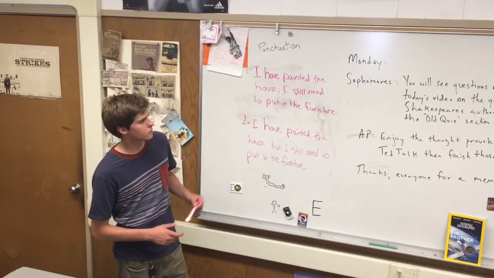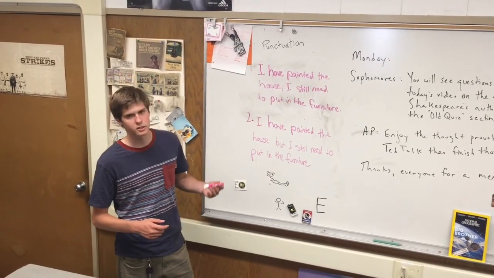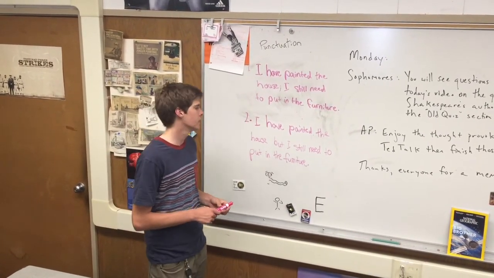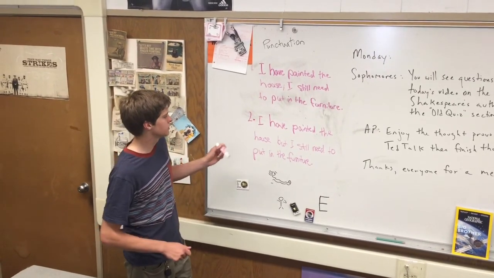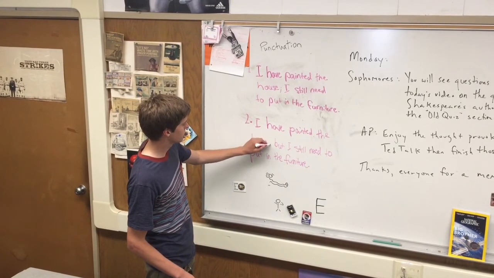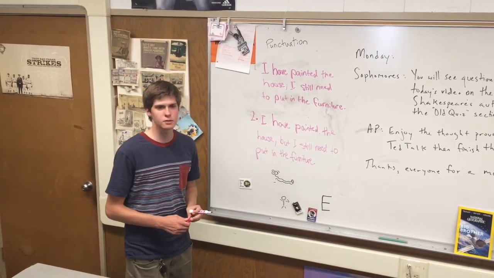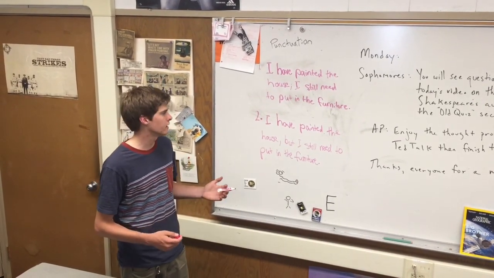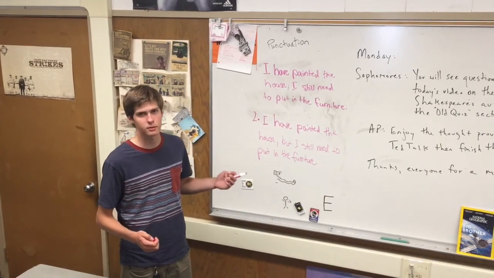In the second example, we have two independent clauses, but instead of putting a semicolon, we're going to use a comma. And the reason for that is because the two independent clauses are separated by the conjunction but. So we put a comma before it. Anytime there's a use of a conjunction, even if there's two independent clauses, you separate them using a comma.